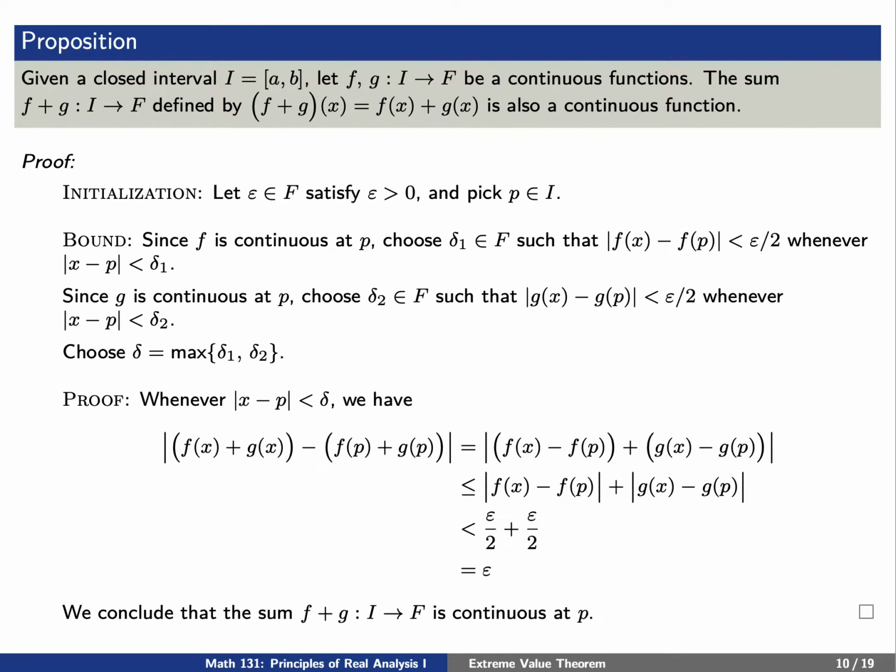Whenever x minus p is less than delta, we can use the triangle inequality to see f plus g evaluated at x minus f plus g evaluated at p in absolute value must be less than epsilon. Again, we've just used the triangle inequality here. So we conclude that our sum f plus g is indeed continuous at every point P in the closed interval.